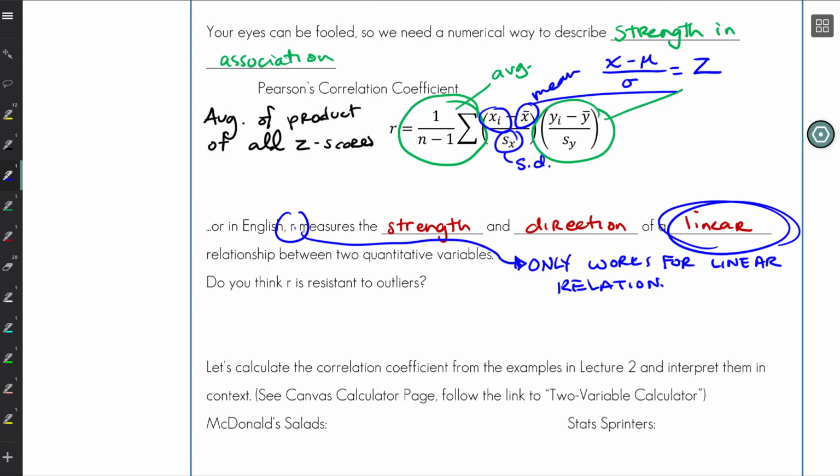How are outliers going to affect R? Is it going to be a resistant measure like median and IQR, or is it going to be heavily influenced? So stop to think about it for just a moment.